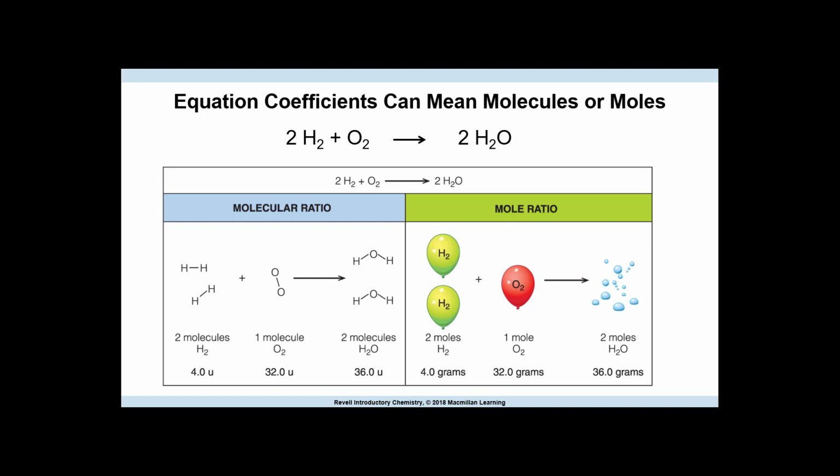So let's begin with the familiar reaction, the explosive reaction of hydrogen and oxygen gases to form water. We can read this equation in one of 2 ways. First, we can interpret it as a ratio of molecules. That is, 2 molecules of hydrogen react with 1 molecule of oxygen to form 2 molecules of water. But we can also interpret this equation as a ratio of moles. 2 moles of hydrogen react with 1 mole of oxygen to form 2 moles of water.